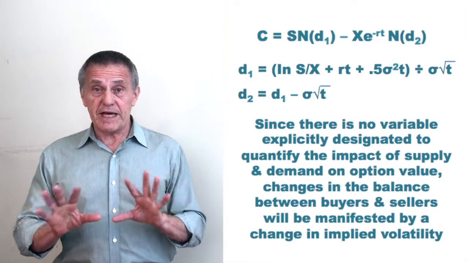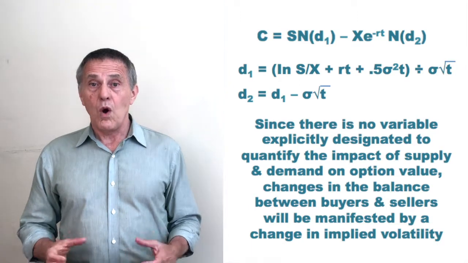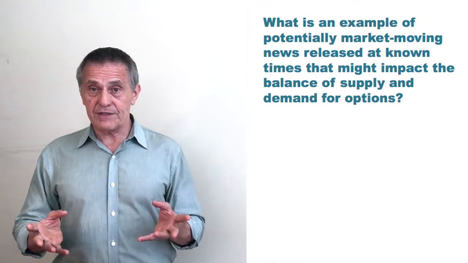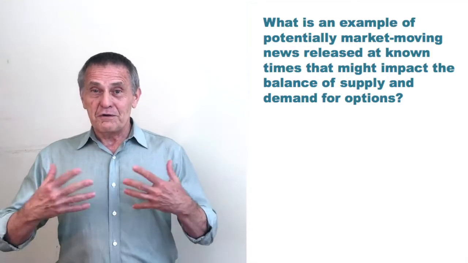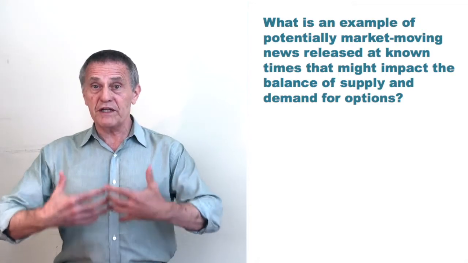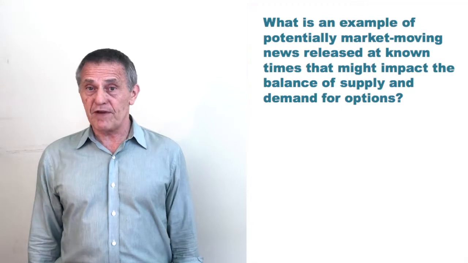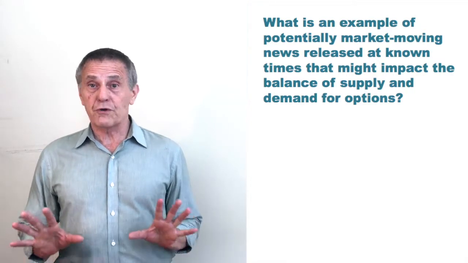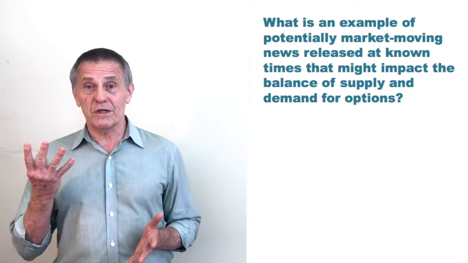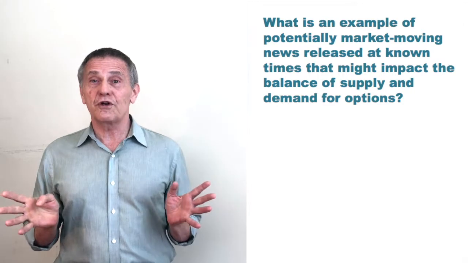Now, let me not leave the explanation so abstract. Let me put it in context. What are some examples of real-world events in the sense of forecastable times when we know potentially market-moving information is going to come out, which would have a visible impact on option values? Well, of course, there are many examples, but probably one of the most obvious is something that happens 4 times a year that will affect many equity prices, and that's, of course, earnings announcements.